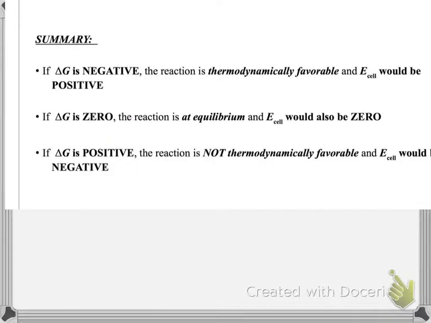Alright, so time to summarize. If delta G is negative, the reaction is thermodynamically favored. If delta G is equal to 0, I am at equilibrium, and my E cell would also be 0, right, if I'm looking at electrochemistry. If delta G is positive, it is not thermodynamically favored, and my E cell ends up being negative. Okay.